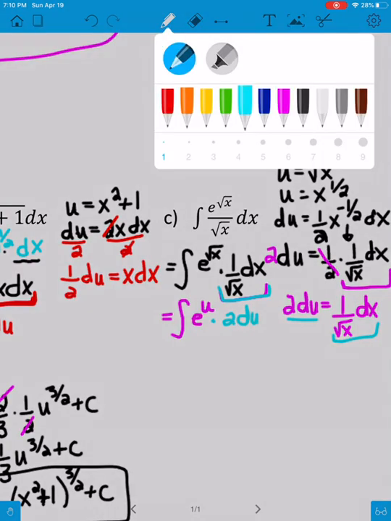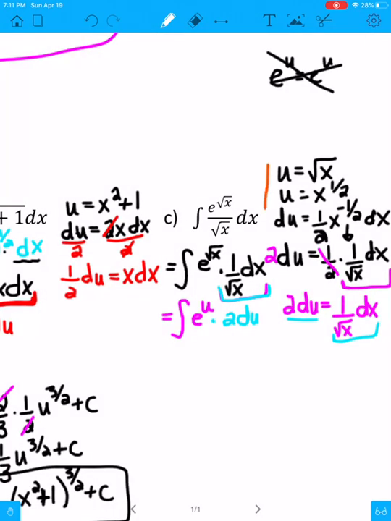Let me go like this so they don't get messed up. This looks like this. Okay? All right. So I'm going to rewrite this in a form that's easy for me.